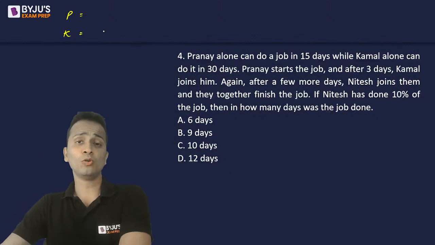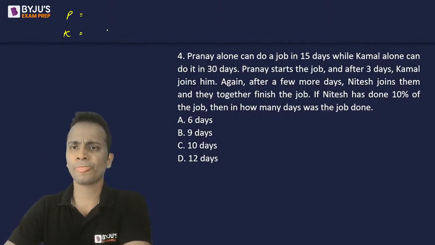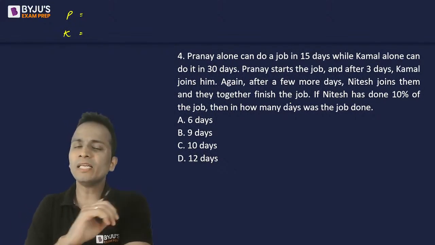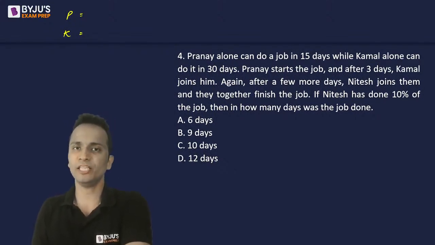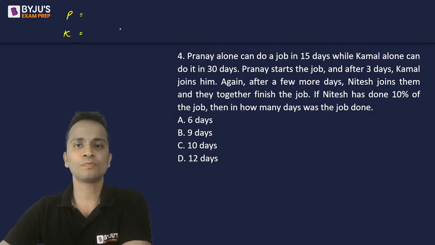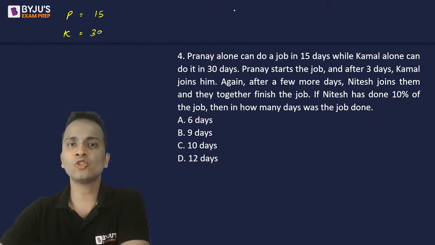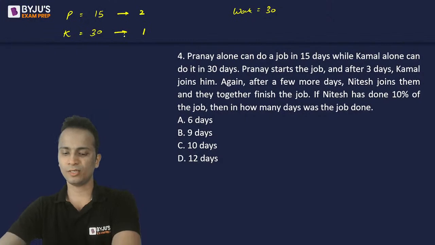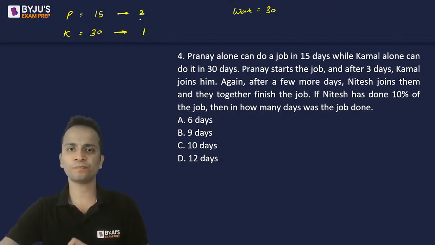Okay, so how to go about this one? Nitish has done 10% of the job. I'll completely remove the amount of work done by Nitish. Let's see how. Pranay can finish the work in 15 days and Kamal can finish in 30 days. So I'll assume the total work as 30 units. So Pranay's 1 day work will be 2 and Kamal's 1 day work will be 1. Okay, this is the standard procedure.